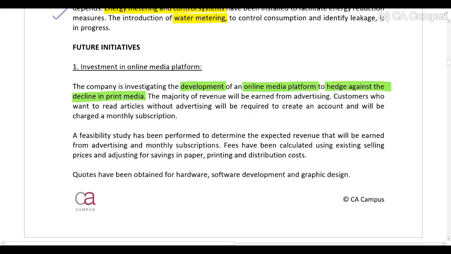The majority of revenue will be earned from advertising. Customers who want to read articles without advertising will be required to create an account and will be charged a monthly subscription. A feasibility study has been performed to determine the expected revenue that will be earned from advertising and monthly subscriptions. Fees have been calculated using existing selling prices and adjusting for savings in paper, printing, and distribution costs. Quotes have been obtained for hardware, software development, and graphic design.